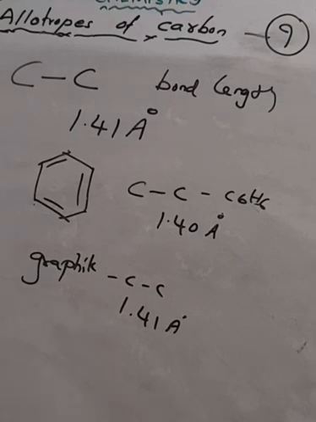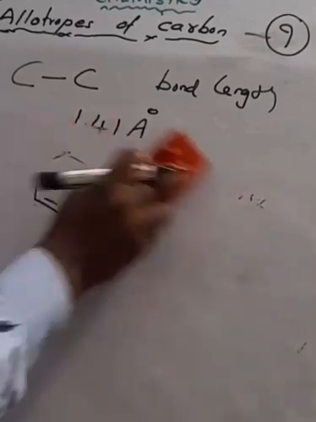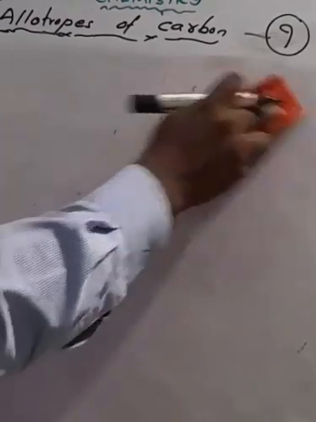Here, why does graphite conduct electricity? That's one of the important points. We know our pencil tip also contains graphite. It's also made up of carbon. Graphite easily conducts electricity. Why? What's the reason?